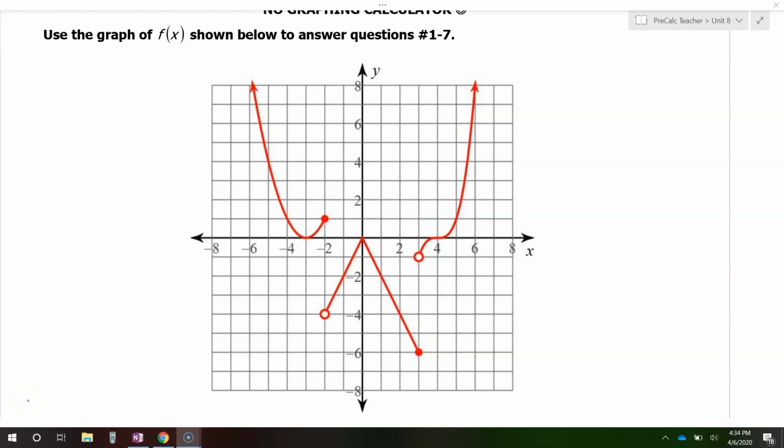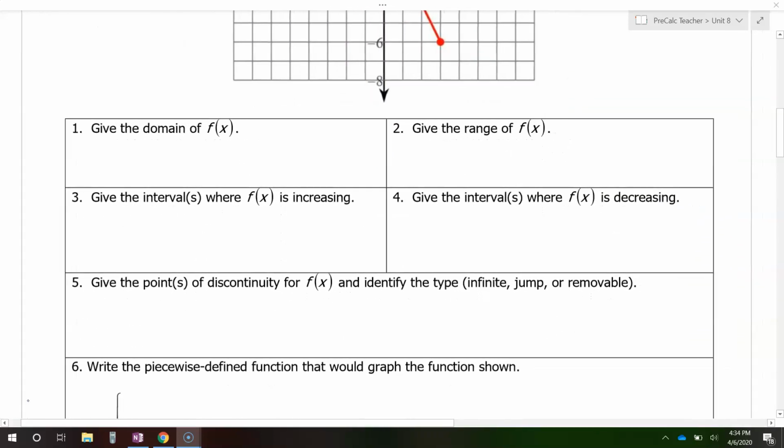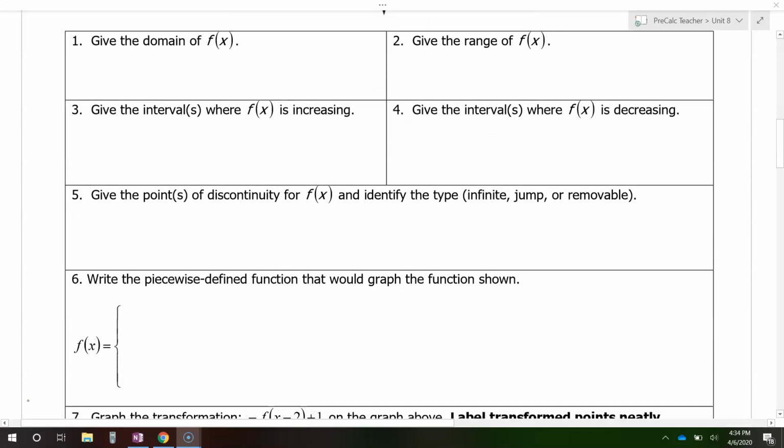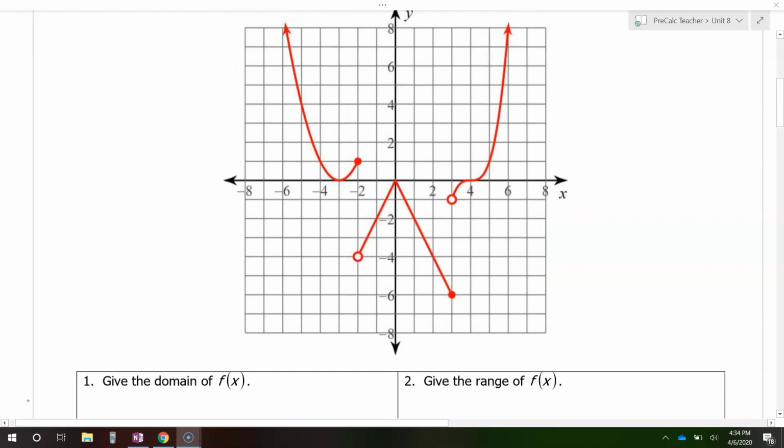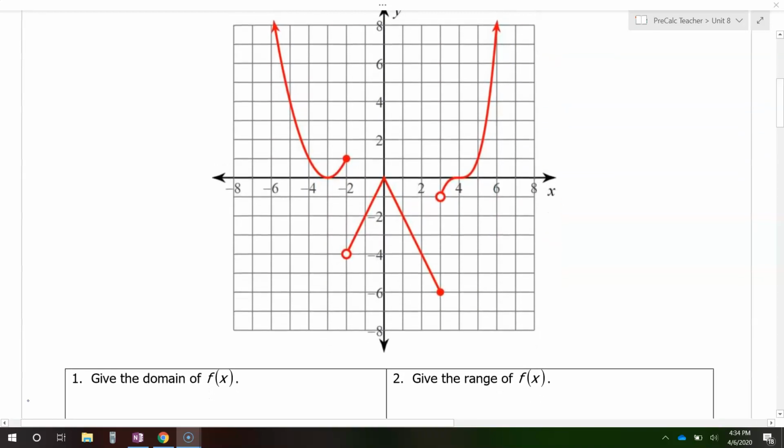In this video, we will do some function analysis on this random crazy function shown here. We will discuss the domain and range, intervals of increasing and decreasing, points of discontinuity, and we will write a piecewise function for this graph. Let's start with the domain and range.